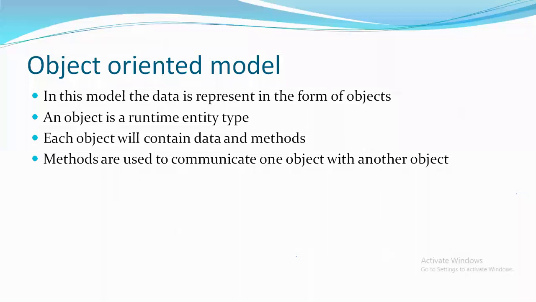Again, at present we are using the object-oriented model. In the object-oriented model, we are using objects. We already know that an object contains data and methods. Methods are used to communicate from one object to another object. This is about the different data models that are used. This is about today's class.